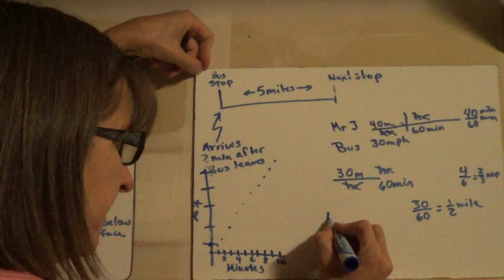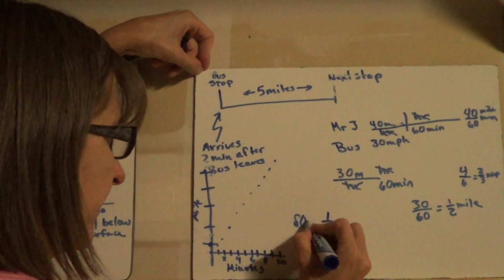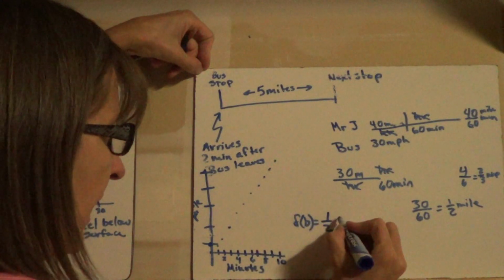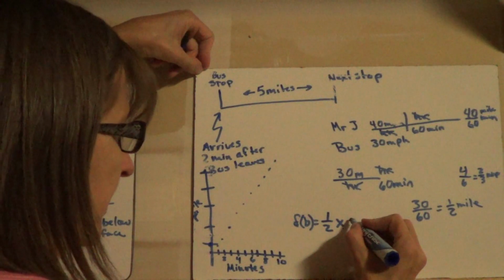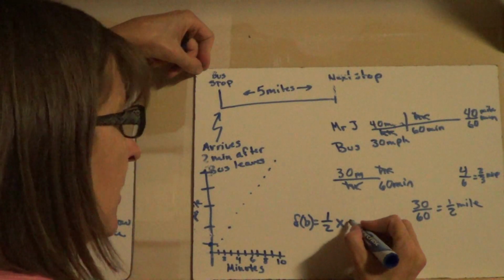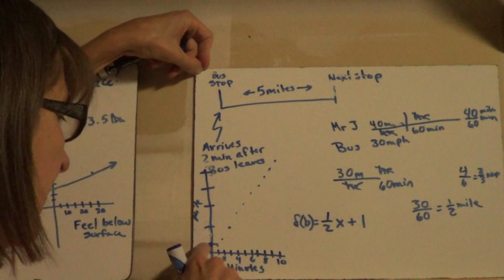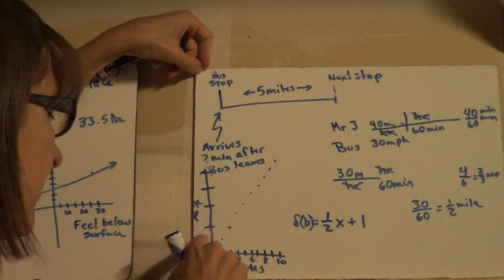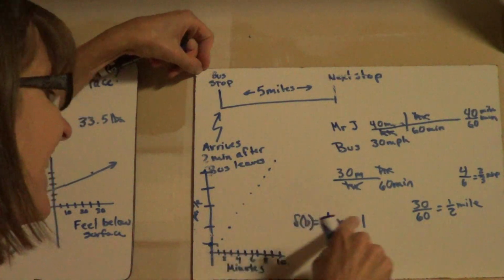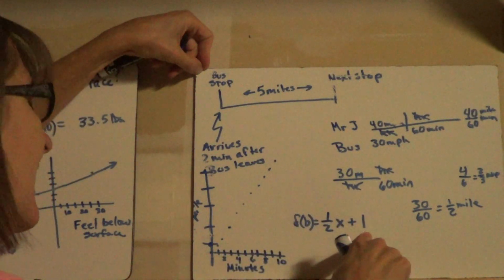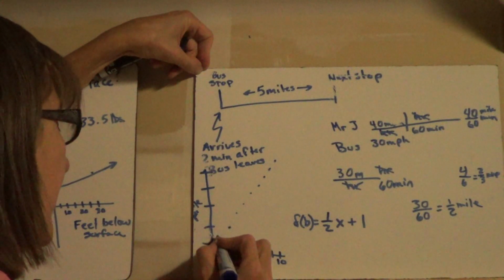So let's look at the function rule for the bus equals a half times x, number of minutes, plus 1. Because it's 2 minutes ahead, it's actually 1 mile. It's 2 minutes ahead and it's 1 mile ahead. That's why the y-axis changes on that. Now it only gains a half.